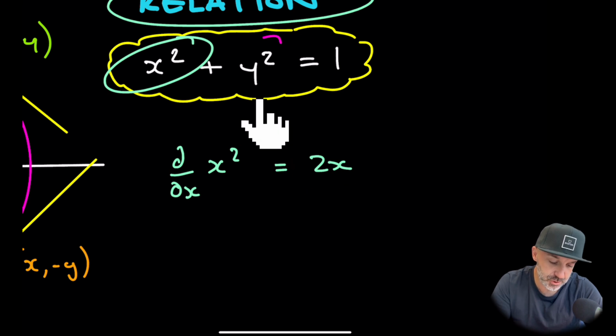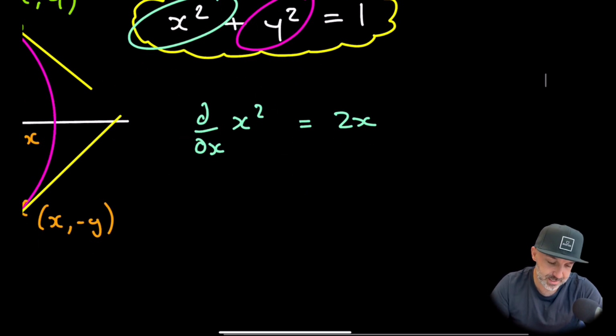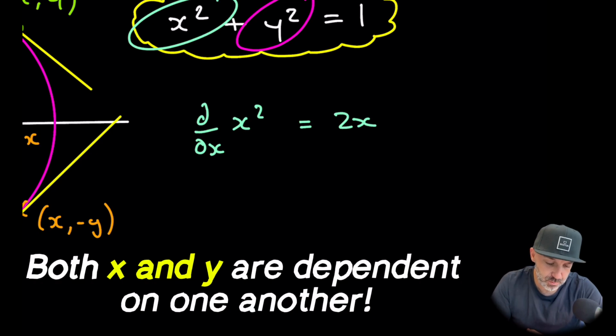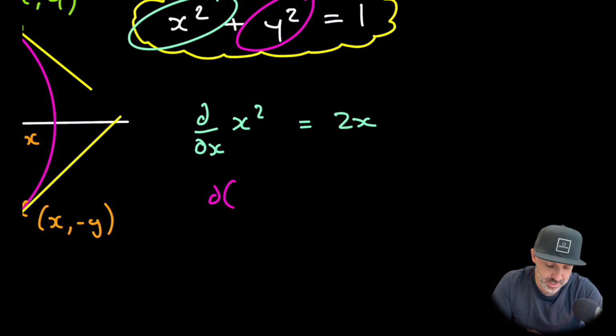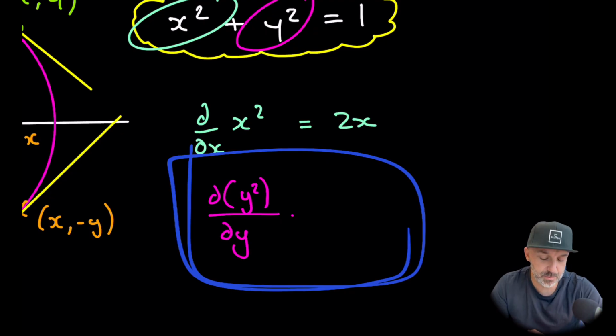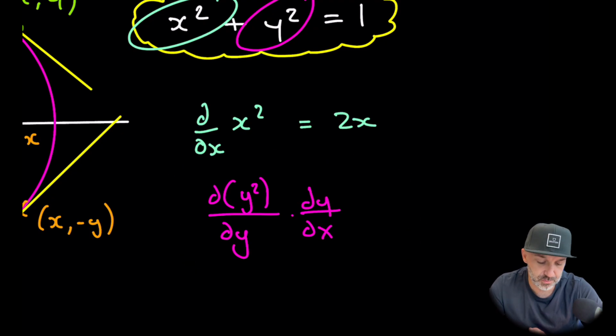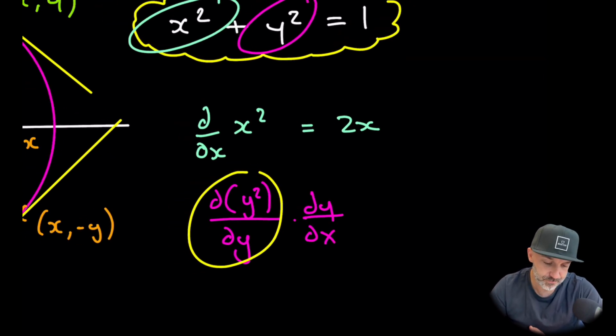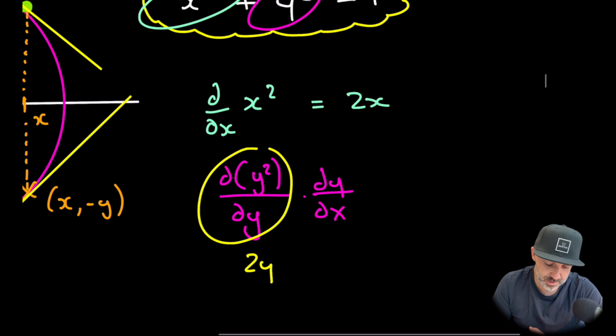But when we differentiate y squared with respect to x, we don't know how y is changing as x changes. So we'll do what we did with the chain rule. The derivative is the change of y squared with respect to y, multiplied by dy by dx. Differentiating y squared with respect to y, you would get 2y, but then we need to multiply it by dy by dx.